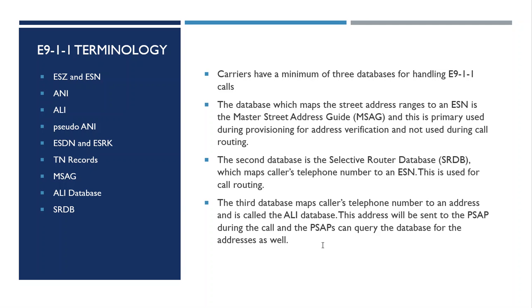The third database is called the ALI database. This is what the PSAPs use to get the proper address for the caller. So it maps the caller's telephone number to the address of that customer. This address will be sent to the PSAP typically within a few seconds if it is a landline. And if it is a cellular line, the PSAP can query repeatedly to get the updated address for the cellular phones.